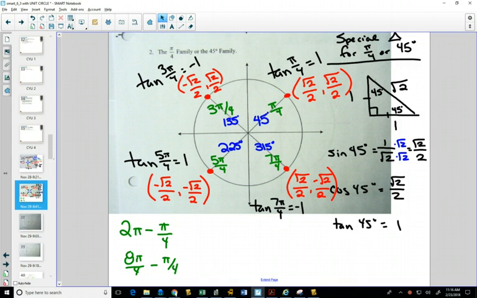So the special triangle for pi over 4 or 45 degrees is an isosceles triangle, and we are able to figure out sine, cos, and tan because isosceles triangles have two sides that are the same. And once you have that, then you can do a squared plus b squared equals c squared and get the values for sine, cos, and tan.